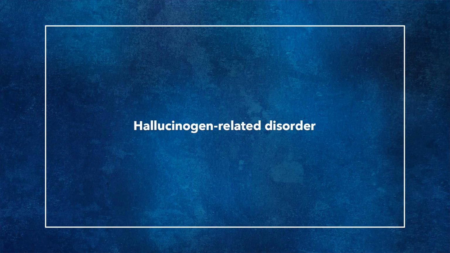Then comes hallucinogen-related disorder. Hallucinogens are substances that cause profound distortions in a person's perception of reality. Hallucinogens consist of a varied group of substances with different chemical compositions and modes of actions, which are classified together due to the similar effects they have on an individual, including alterations in perception, mood, and cognition. They are also known as psychedelics, meaning mind and soul manifesting. They can be either man-made or can be derived from plants or mushrooms.